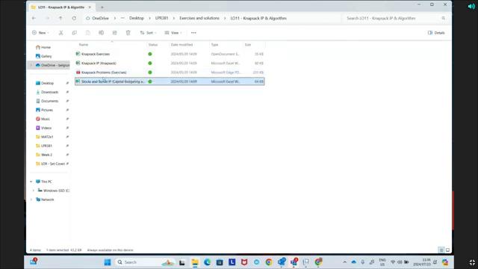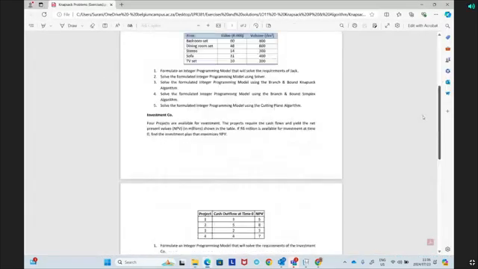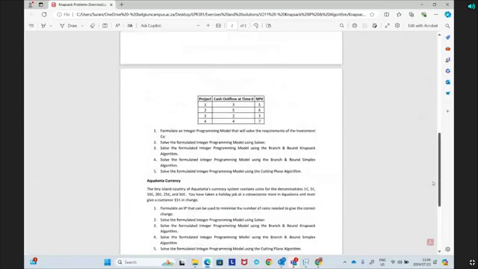Then for knapsack, the one in the slides, definitely there's some solutions there. And there's even more here that you can do. But do the one in the solution, and then we can work with that.